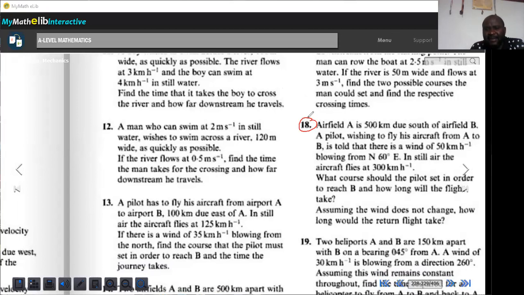It tells us an airfield A is 500 kilometers due south of airfield B. Already that is the line of the resultant, one should know. A pilot wishing to fly his aircraft from A to B is told that there is a wind of 50 kilometers per hour blowing from north 60 degrees east. Very good illustration. Are you hearing that statement? There is a wind. Signals come from the aviation authority that there is a wind coming from north 60 degrees east. Do you know where that wind is going?